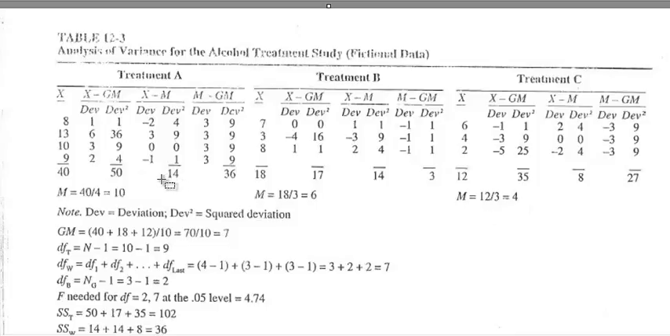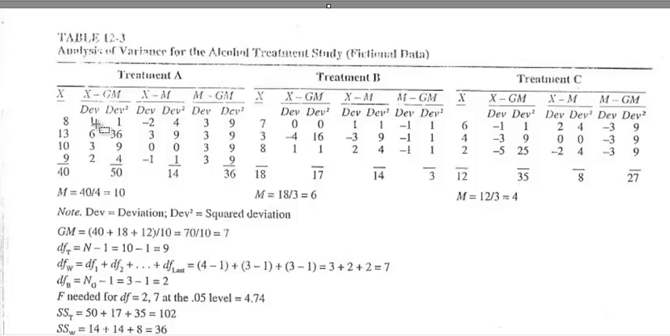So the first thing that we are trying to do is get a sense of what the overall variance of the scores is. So we're trying to get a picture of how far each of the scores varies from the grand mean. To do that, we take each score and we subtract the grand mean. The grand mean in this case is 7, so we have 8 minus 7, which gives us a deviation of 1. 13 minus 7 gives us a deviation of 6. 10 minus 7 gives us a deviation of 3. 9 minus 7 gives us a deviation of 2.